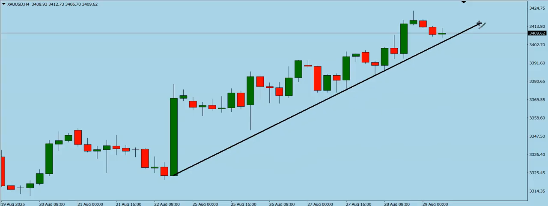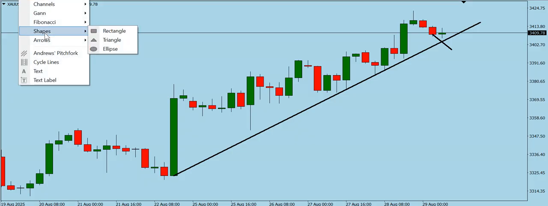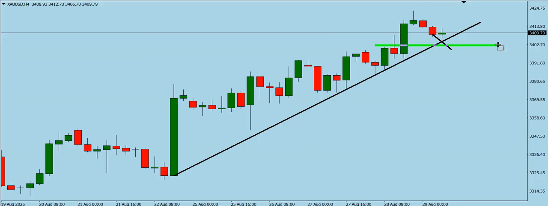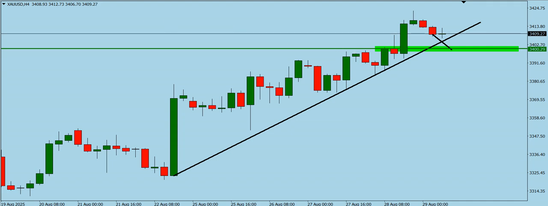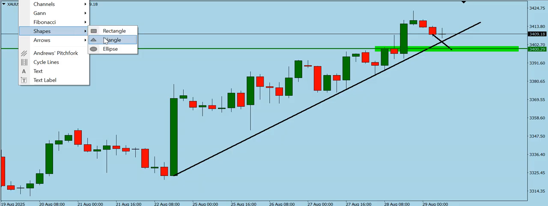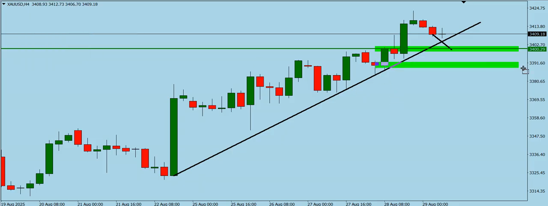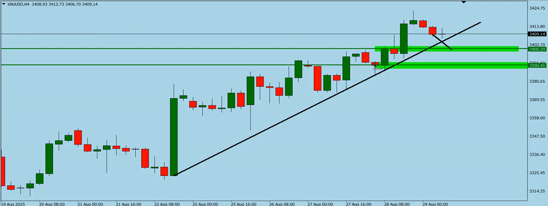For now, we have a bullish ascending trend line intact. Price continues to respect the ascending trend line until we see a break below it. Then we have other blocks where buyers are lined up. Buyers are lined up around here, at the 3400 level, a psychological level. More buyers are lined up here, and that's the 3390 level.